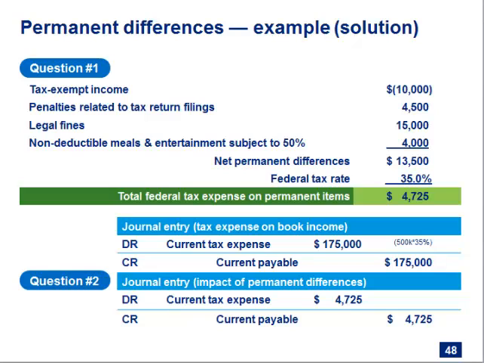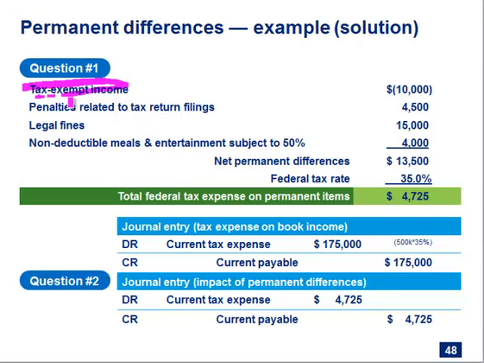Question number 1. Recall that the question was, what are the permanent differences and what are their impacts? Okay. So of those 6 differences on the prior slide, 4 of them are permanent. The first one, tax-exempt income. That's within our $500,000 of book income, there is interest income that will never be taxed. You will have a permanent reduction in your tax liability on account of the fact that that tax-exempt interest is never taxed by a taxing authority.